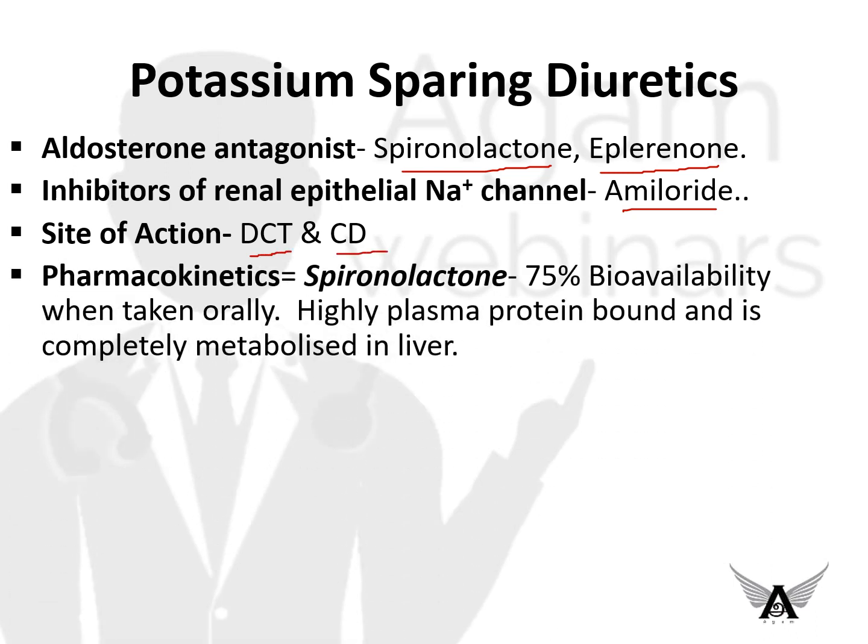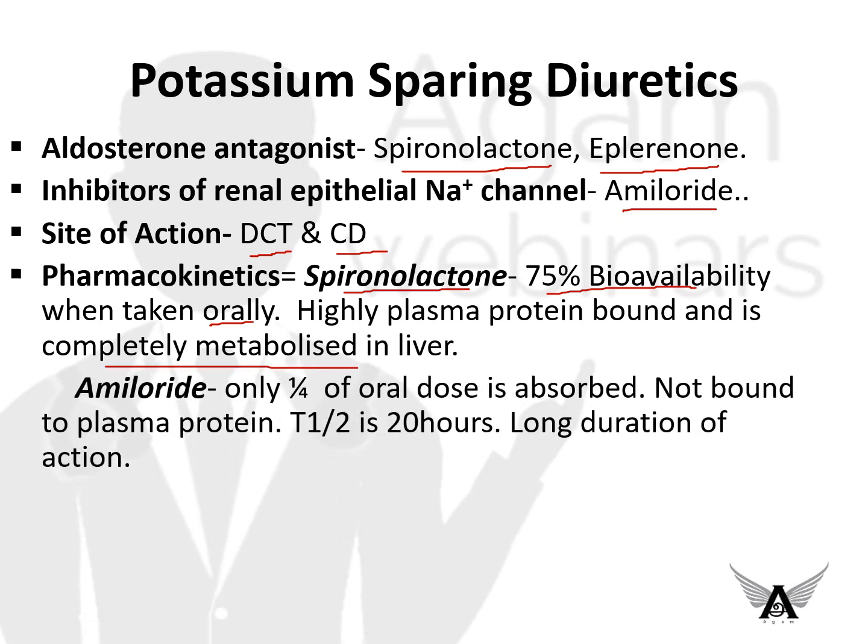The pharmacokinetics of spironolactone: 75% bioavailability is seen when it is administered orally. It is highly plasma protein bound and is completely metabolized in the liver, whereas with amiloride, only about one quarter of the oral dose is absorbed, and it is not bound to plasma protein. Half-life is around 20 hours and the duration of action is very long.